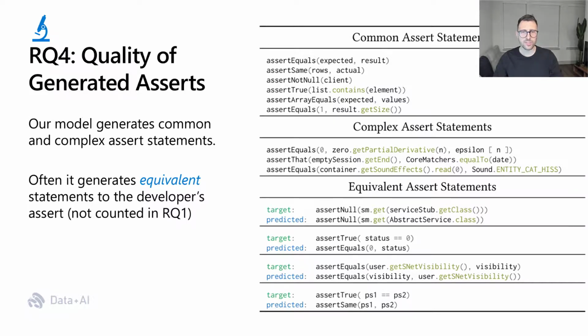Additionally, we also analyzed predictions that do not match the original assert statement. We found that the model often generates asserts equivalent to the ones written by the developer. Here in the first example, we see that the model suggests to get the class literal directly with AbstractService.class, while the developer used the method getClass, which in turn used the same class literal. In the next one, the developer checks that the equality returns true, while the model uses the equivalent, specific assertEquals for the same check. It is worth noting that these equivalent asserts are not counted in the previous research question in terms of performance.